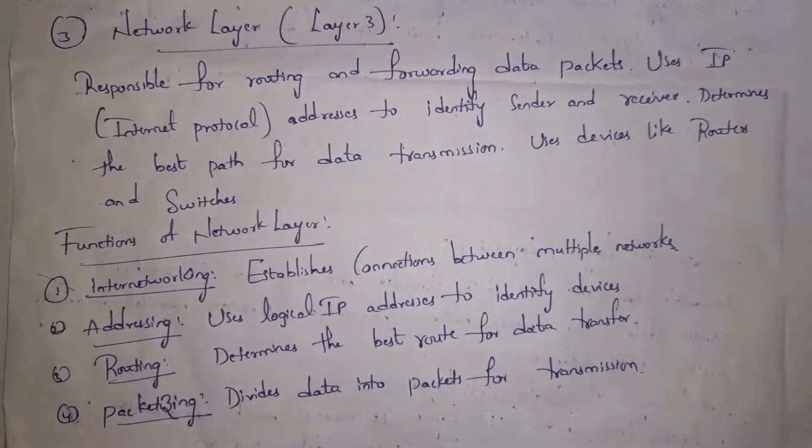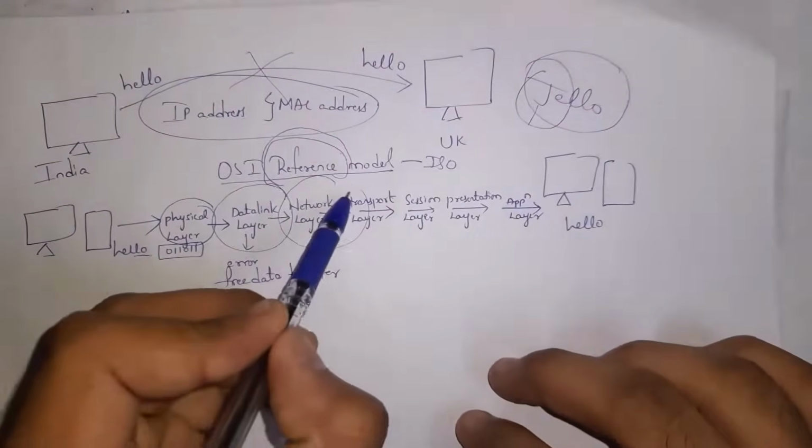And the third function of the network layer is routing. Each packet will find the best route in order to reach the destination. And the fourth one is packetizing. Complete data is not sent at a time. Instead, data is divided into packets. Each piece of data is known as a packet. So all packets will find the best route and then those packets will reach the destination. This is all about the network layer.